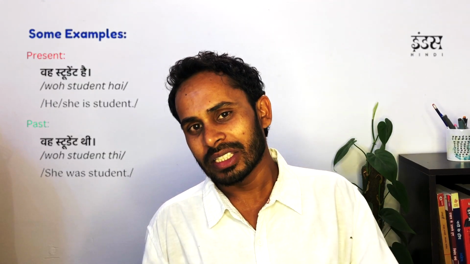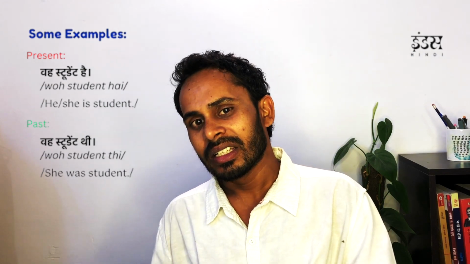The second example is आप खुश हैं. This is present form, and in past it would be आप खुश थे. It means here आप is a second person plural, and the verb is थे, the plural form, masculine plural.